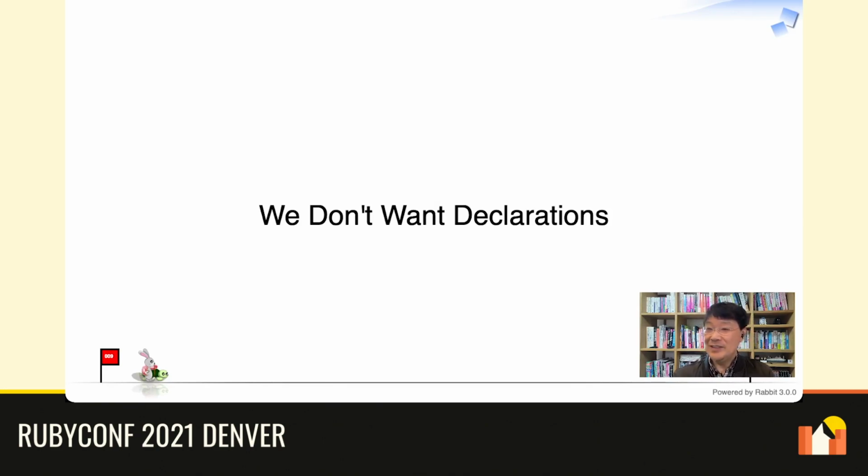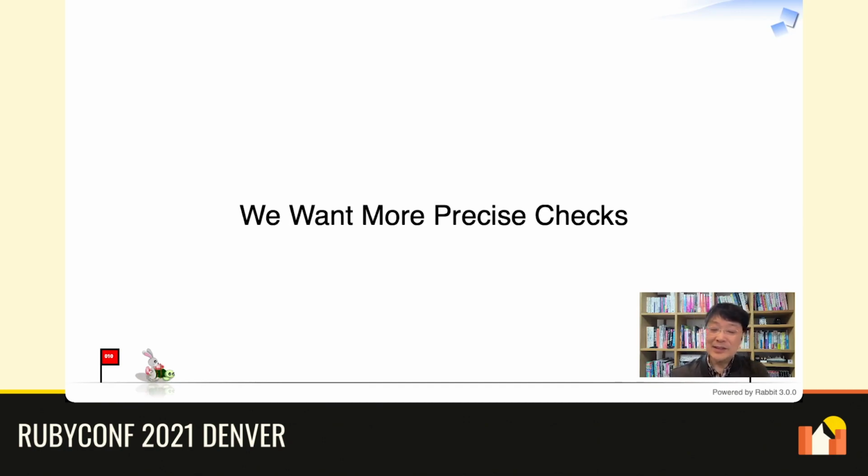Adding those declarations is to help compilers work better. So if computers or compilers are smarter, we don't need them, I believe. At the same time, we don't want the type declarations, but we want more precise checks that we couldn't do with dynamic typing.